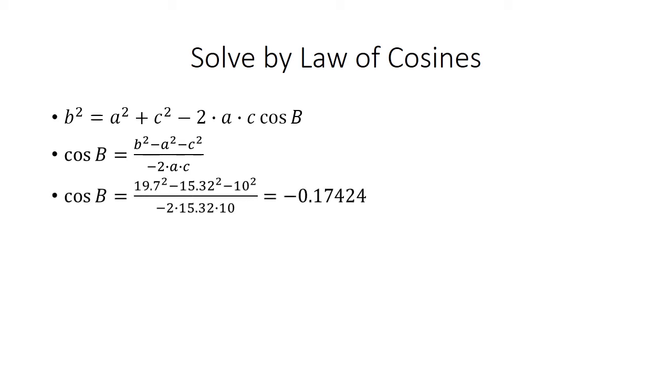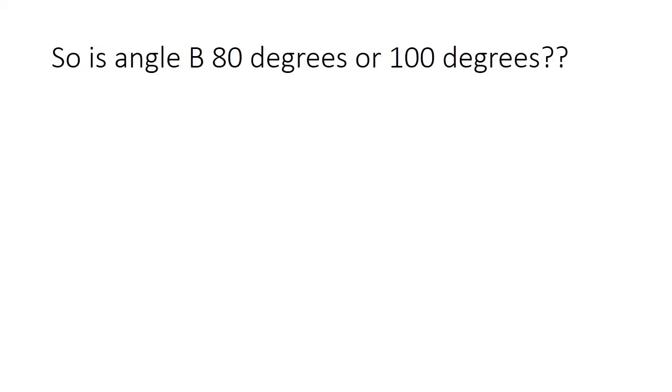And we get negative 0.17424. Again, I'm rounding, but it's this negative number, negative 0.17424. Let's take the inverse cosine of that and see what angle that is. And we get approximately 100 degrees. Well, that's interesting because the law of sines says it was around 80 degrees. So, is the angle 80 degrees or 100 degrees?